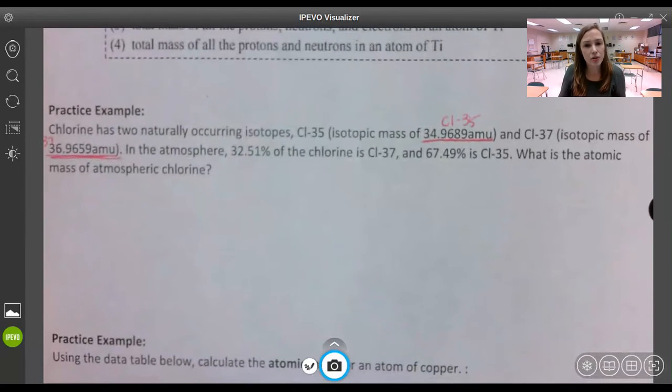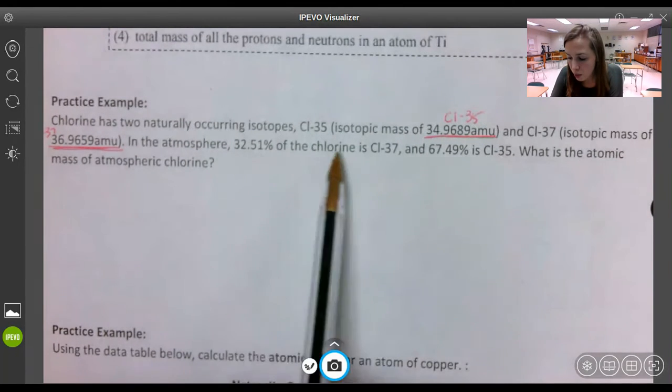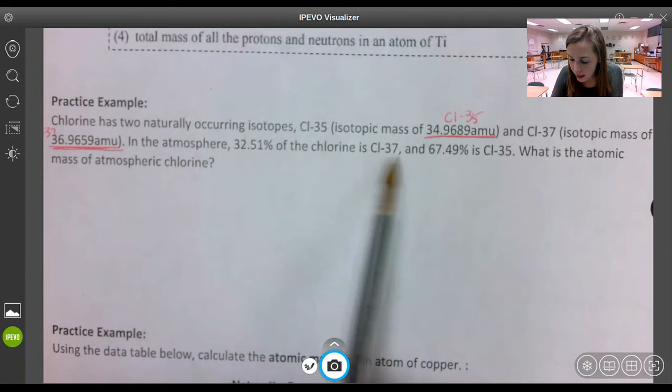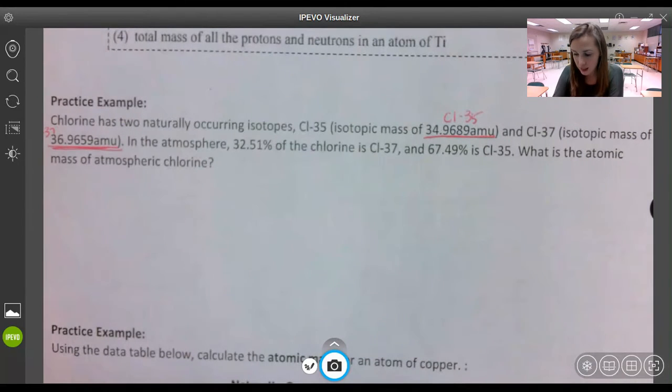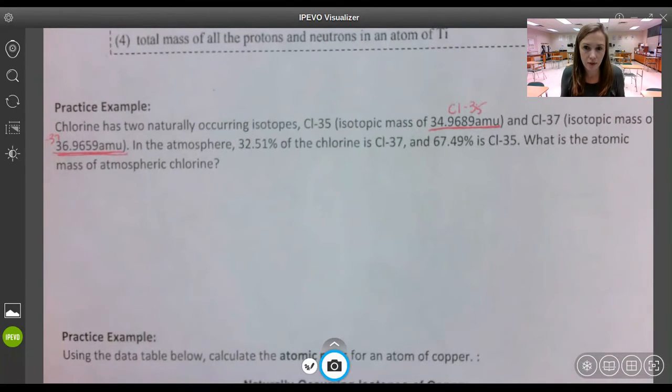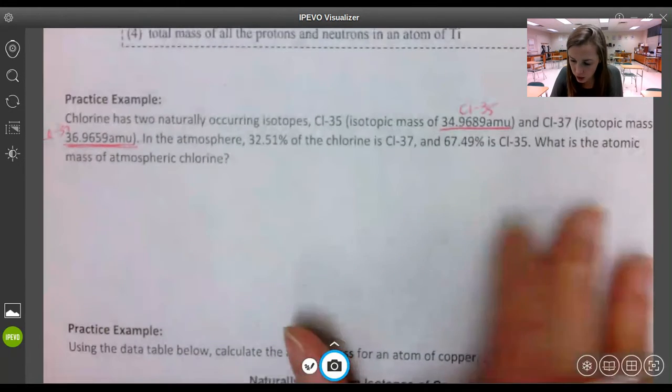Okay, and it gives you their percent abundance. So this is basically how much of those naturally occurring isotopes can be contributed to chlorine 37 and chlorine 35. So 32.51 is chlorine 37, and then 67.49 is chlorine 35. So how do we actually calculate this? I'm going to show you 2 different setups that you could see in a multiple choice question, but that you can also use when you go to answer a short response question.